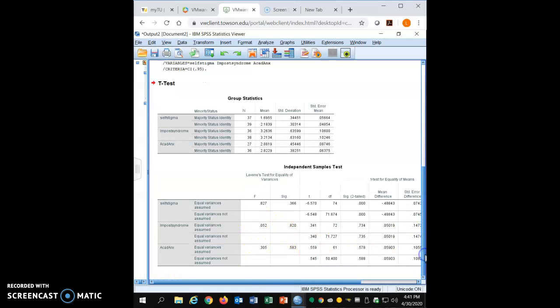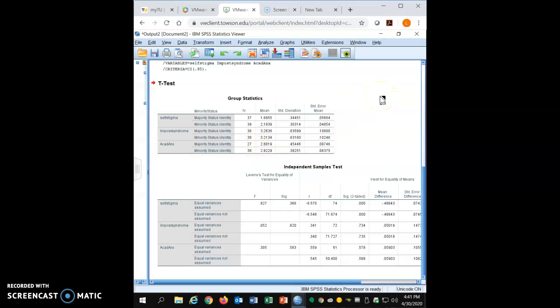And interestingly enough, what we're seeing is that while there is a significant difference in perceived self-stigma between our minority and majority groups, with higher self-stigma among the minority status participants, there's actually no difference in imposter syndrome, and there's no difference in academic anxiety.